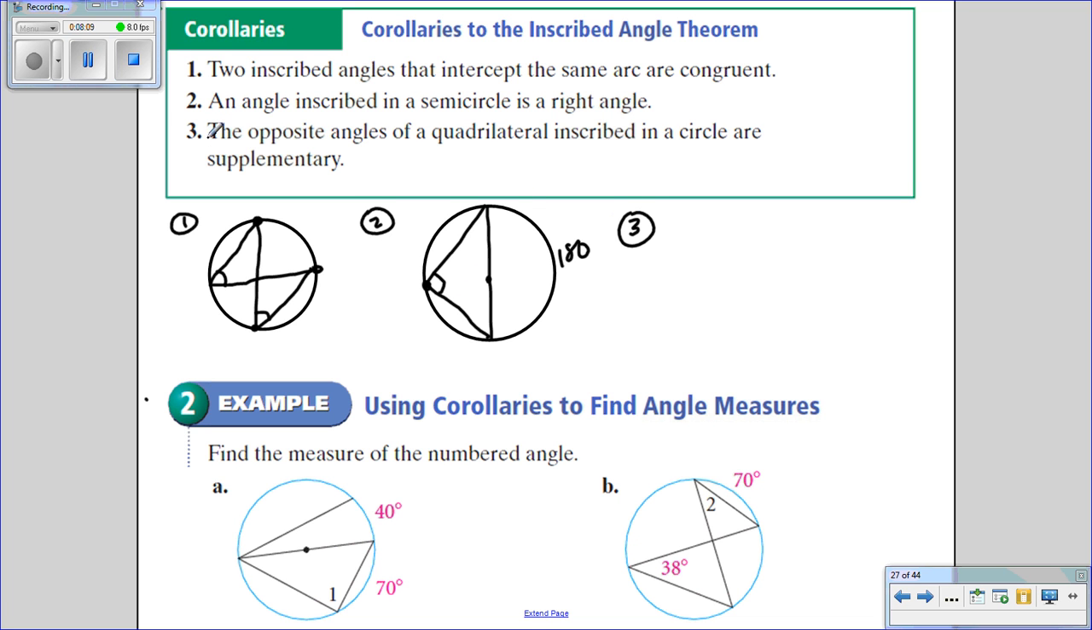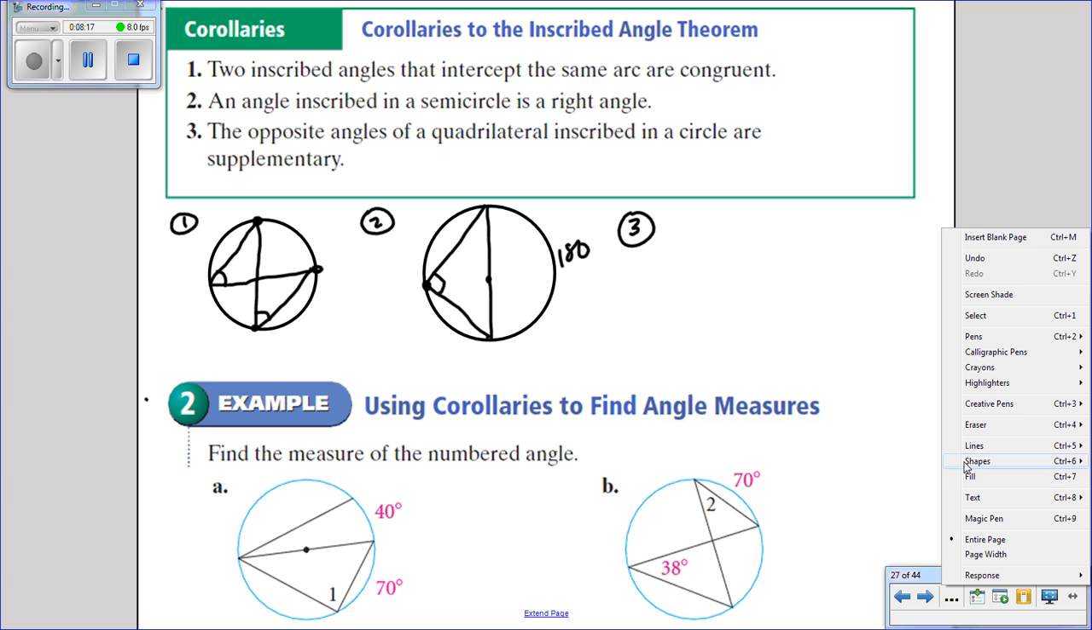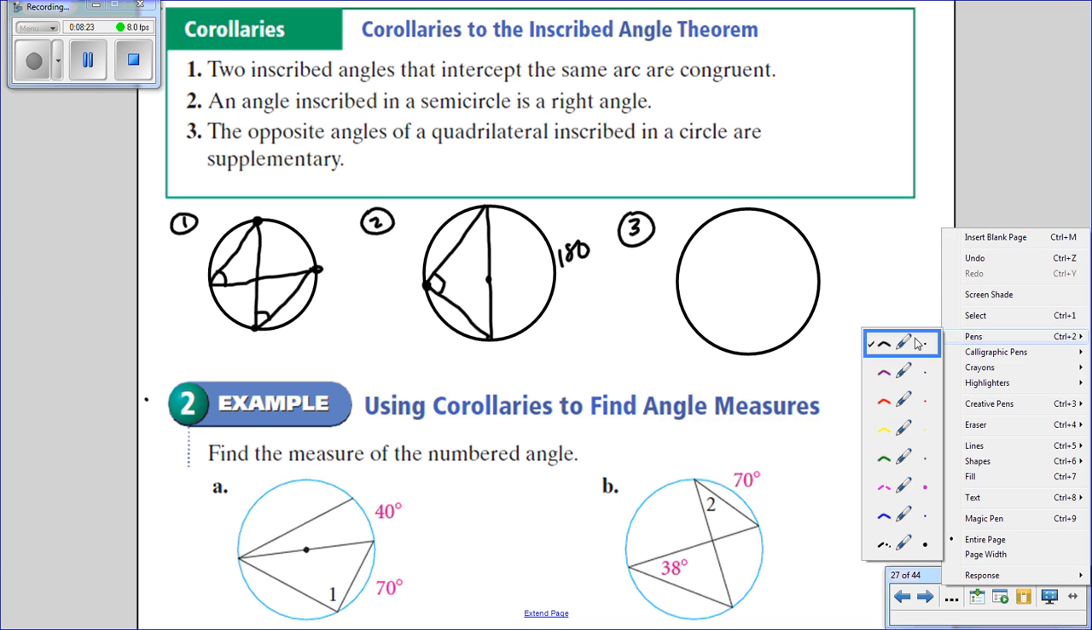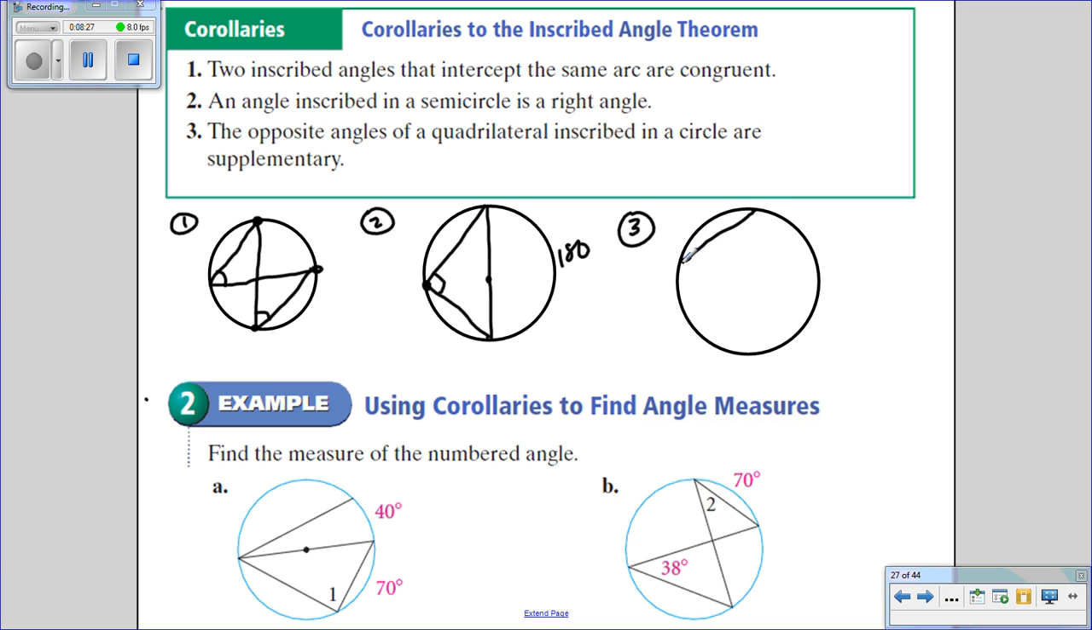And then the last one here says the opposite angles of a quadrilateral inscribed in a circle are supplementary. Let's talk about how that works. So again, we have a circle, and inside the circle we're going to draw a four-sided figure. What this is saying is the two opposite angles, angles 1 and 2, angle 1 plus angle 2 are supplementary, which means they add up to 180. And then the ones that are across from each other here, angles 3 and 4, also add up to 180.